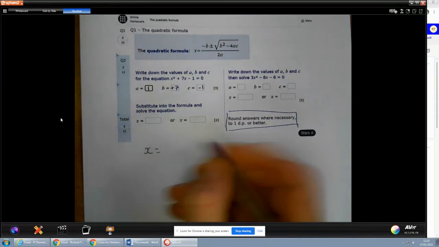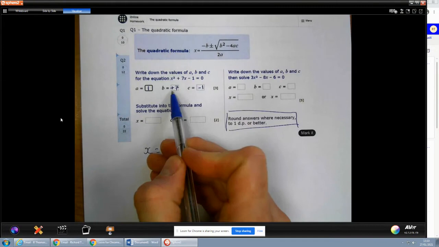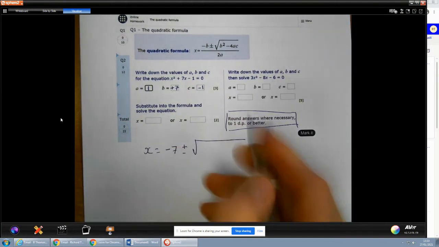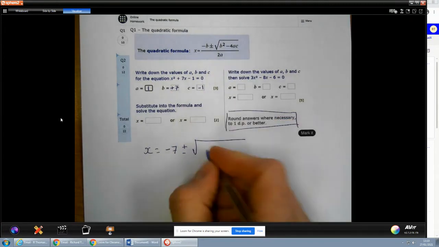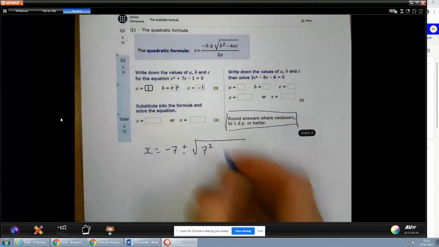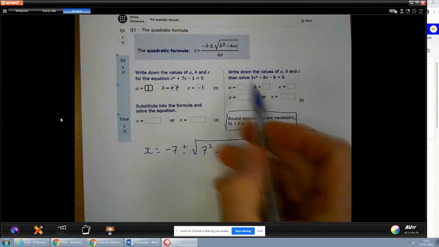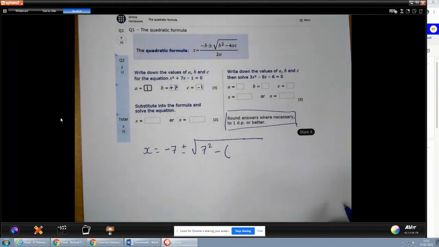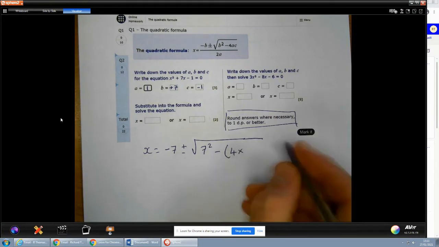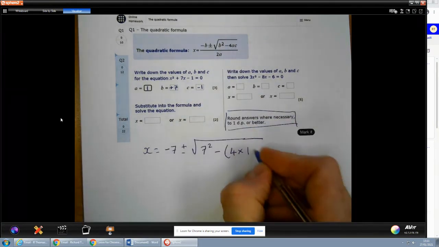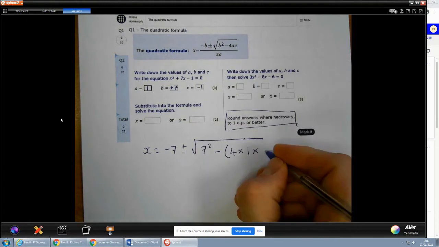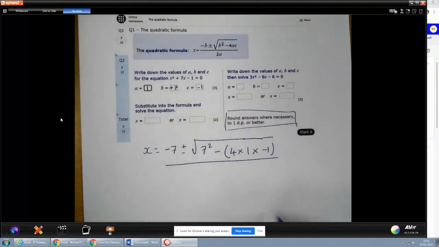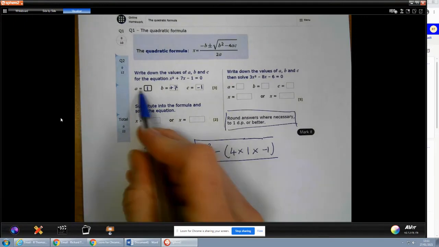So x equals minus B. So it's minus 7, not plus 7 now. Plus or minus the square root of B squared, which is 7 squared, take away. Now I always put this bit in brackets, just so you don't mess up with your minuses. 4 times A, which is 1, times C, which is minus 1. And all of that is divided by 2 times A, which is 1.